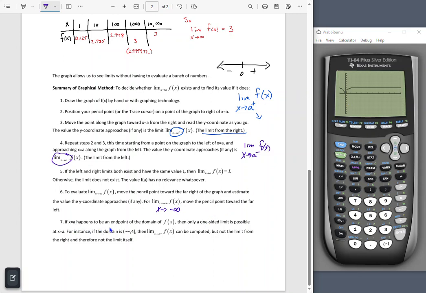If x equals a happens to be an endpoint in the domain, then only a one-sided limit is possible. All right, so if the domain stops at 4, we can only find the limit from the left because there's nothing in the domain on the right side of 4.